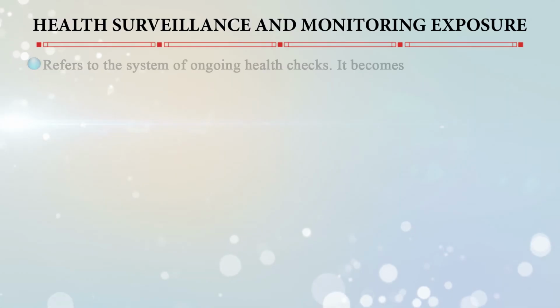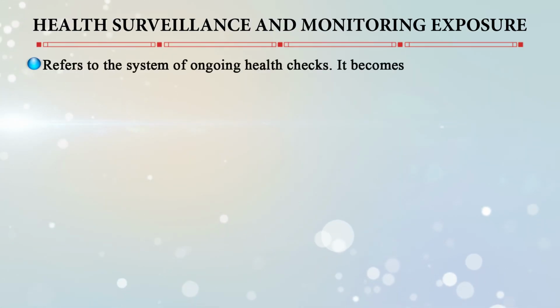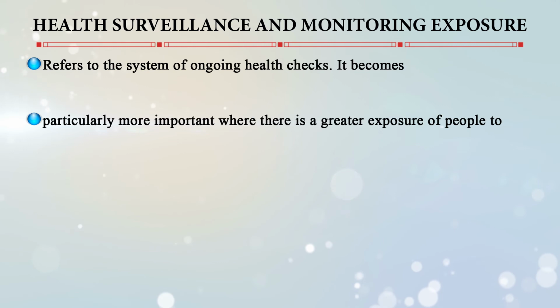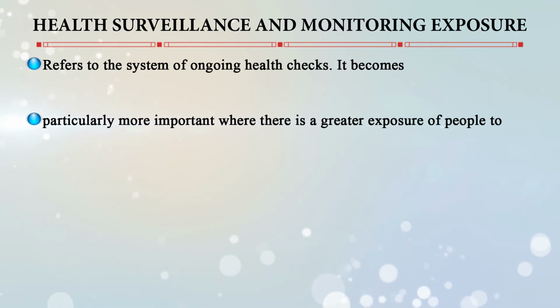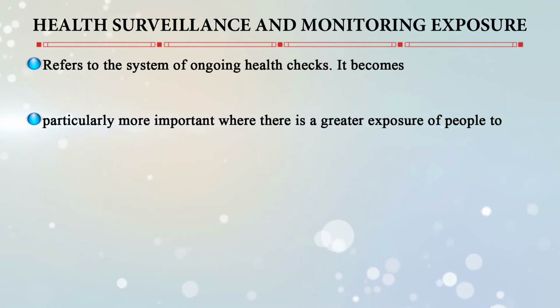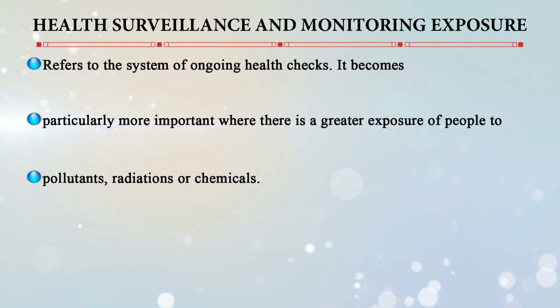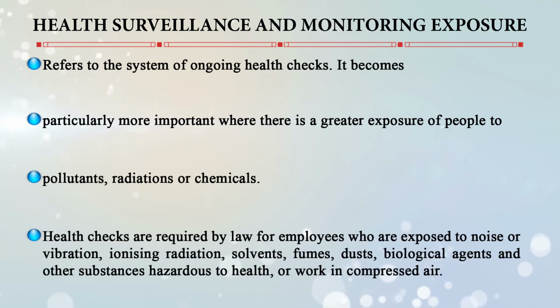Finally, health surveillance and monitoring exposure. This refers to the system of the ongoing health checkups. It becomes particular when there is a greater exposure of the people to radiations, to pollutants and also to the chemicals. Health checks are required by law for the employees who are exposed to noise, vibration, ionizing radiation, solvents, fumes, dust, biological agents and other substances that are hazardous to health or work in the compressed air.